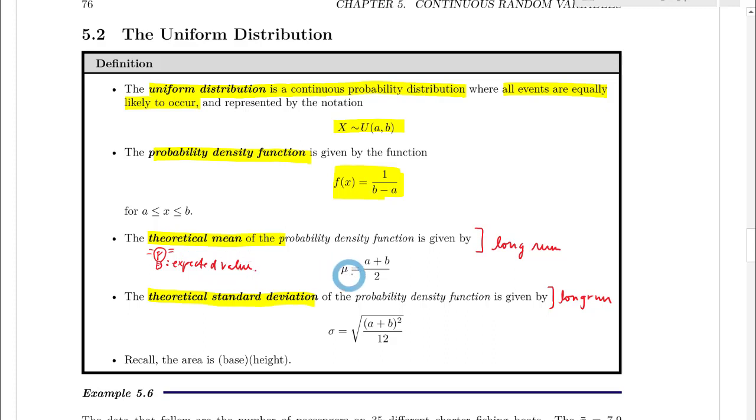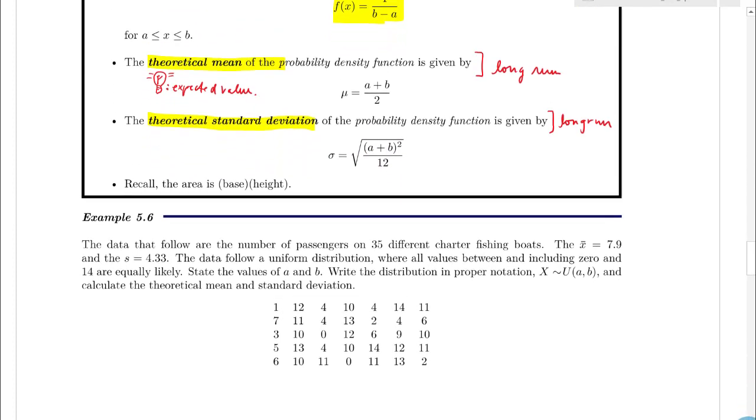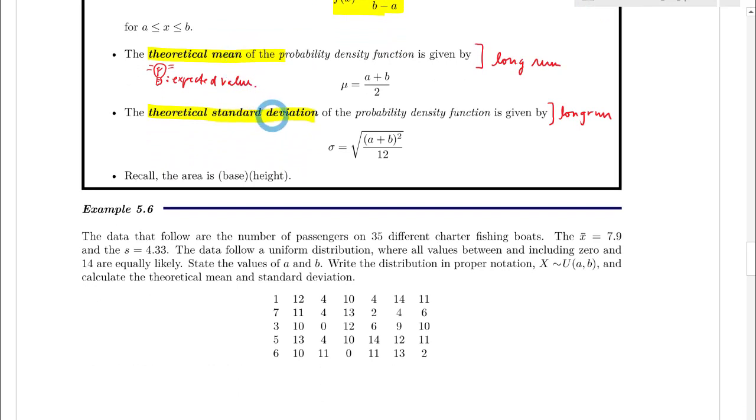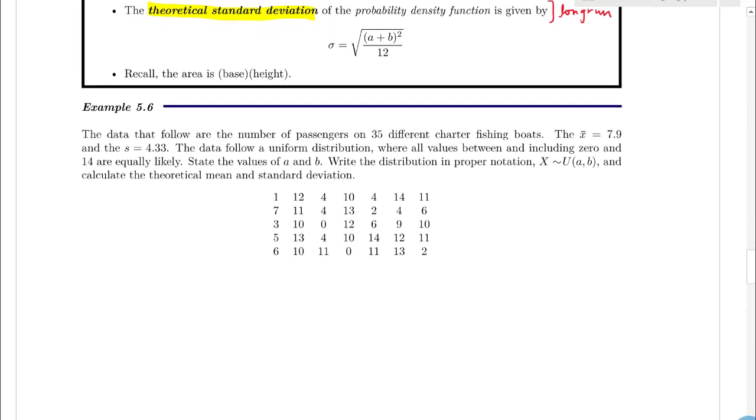It's super simple to calculate. Look at that. All you do is add the endpoints, divide by 2. Even the standard deviation is pretty simple. How we derive these is kind of lengthy, but it's not important. What we really like is just to know the average distance from the mean, and that's why these two will be important. Now, let's go ahead and do an example of the number of passengers on charter fishing boats.